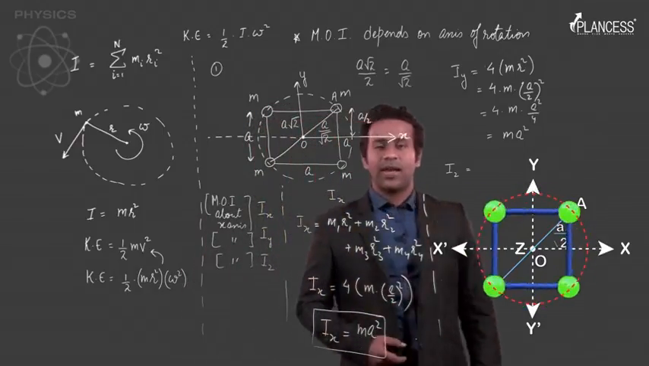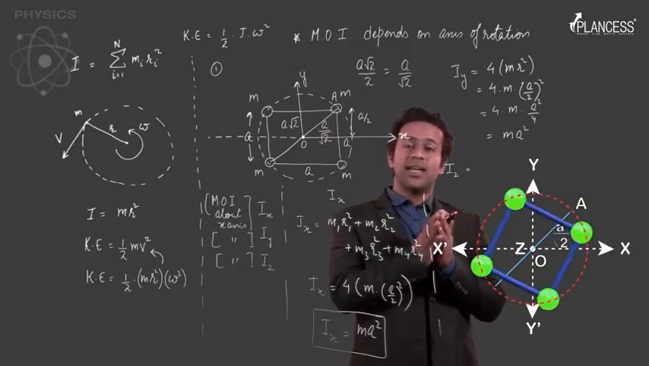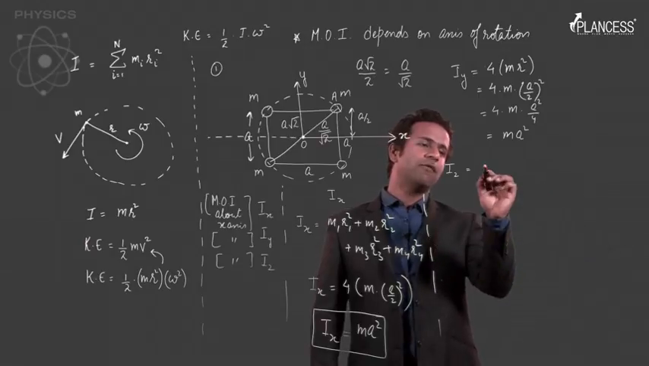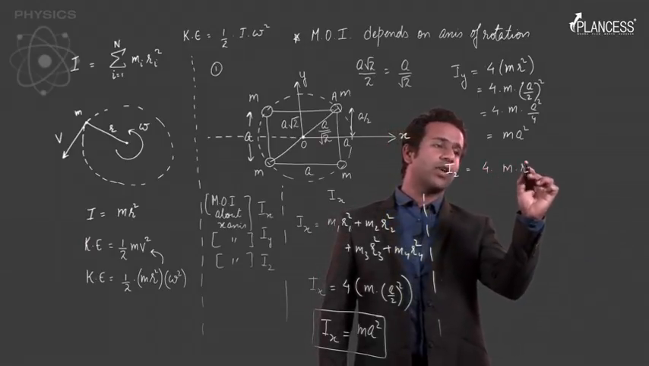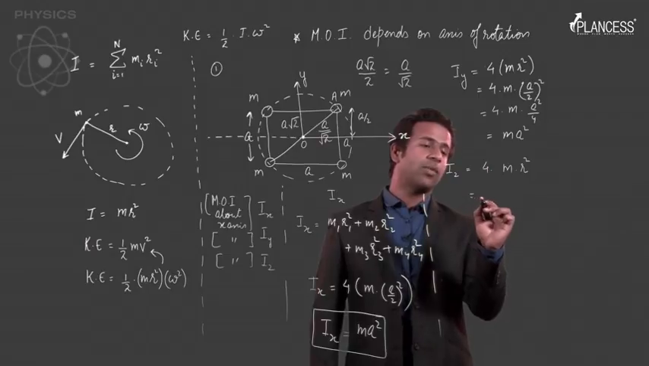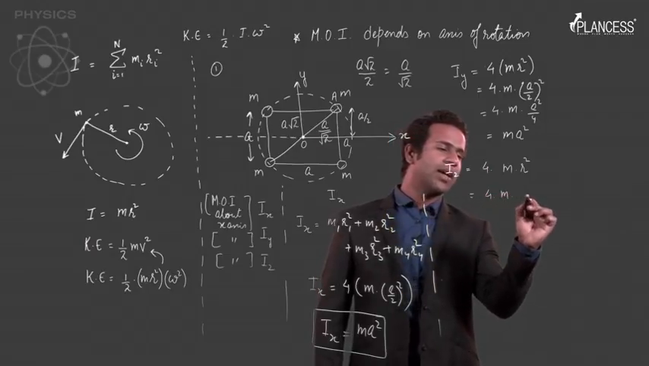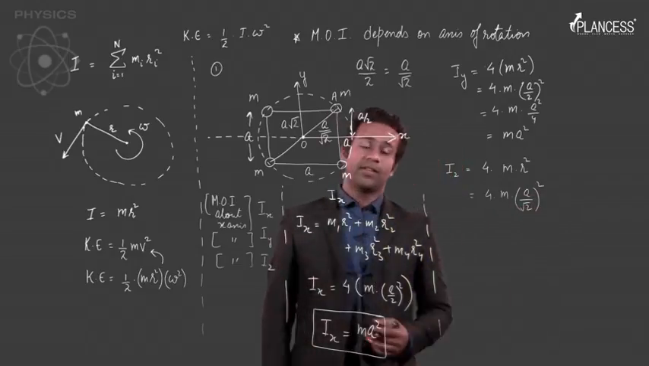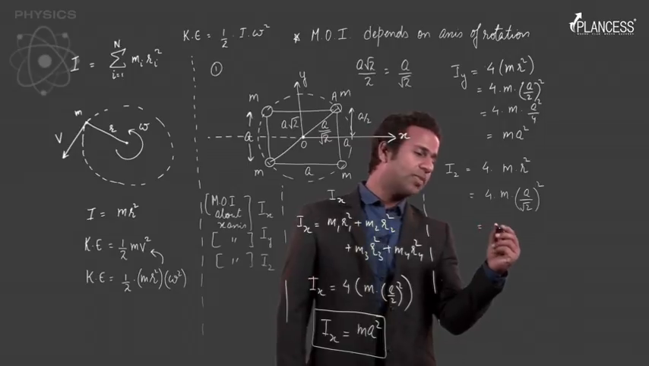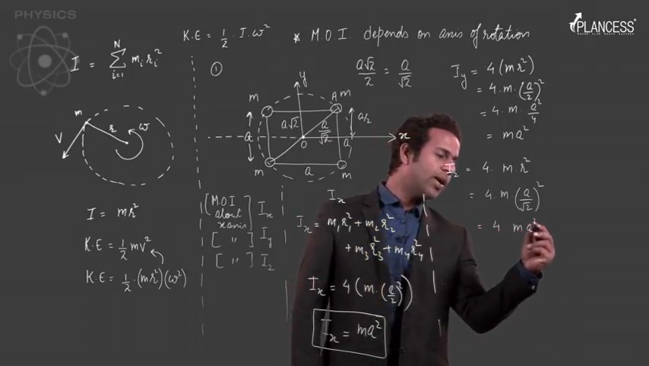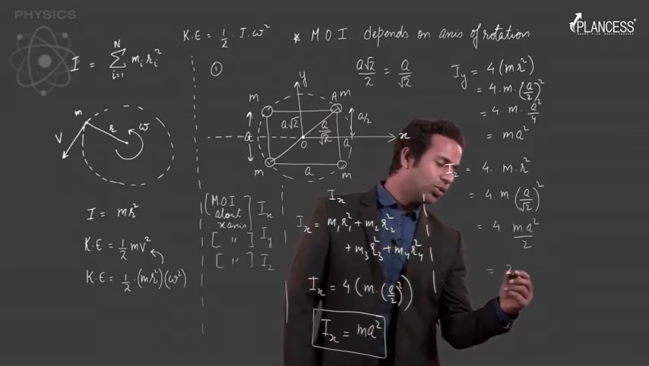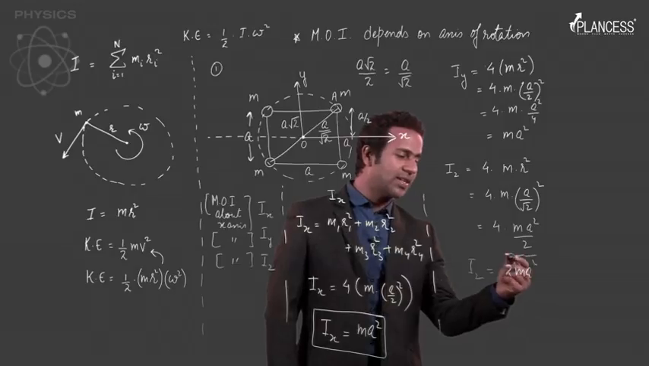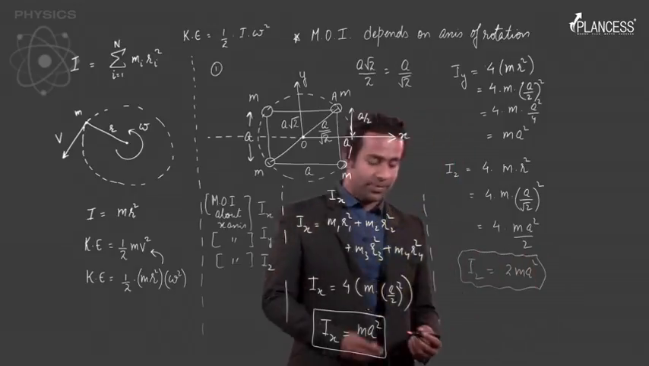So once we get this value, the radius, we can once again say that since all four bodies are identical, Iz is simply 4 times mr square for a single body, right? And that would become 4 times mass into a by root 2 whole square, where a by root 2 is nothing but the radius. So this becomes 4 into ma square by 2, and this gives you 2 ma square. So the moment of inertia about the z-axis is 2 ma square.